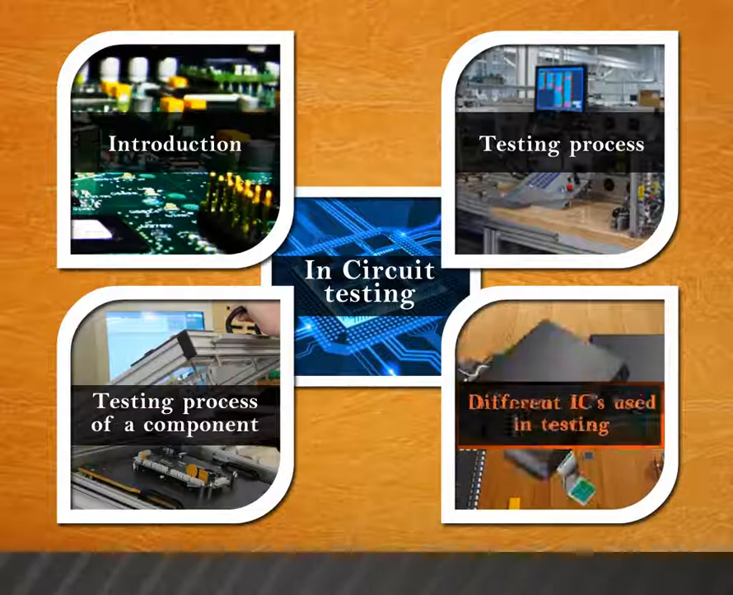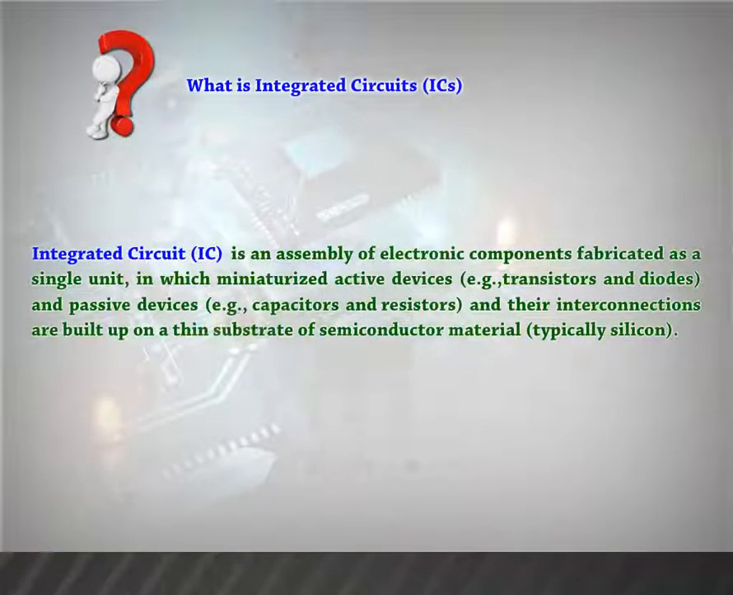Different ICs used in testing. What is integrated circuits, that is ICs? Integrated circuit, that is IC, is an assembly of electronic components fabricated as a single unit in which miniaturized active devices, for example, transistors and diodes, and passive devices, for example, capacitors and resistors, and their interconnections are built up on a thin substrate of semiconductor material, typically silicon.